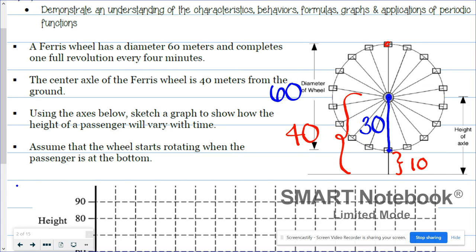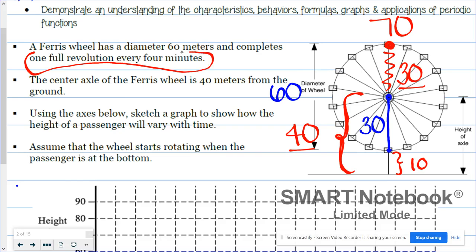At its highest point, remember the distance from the center axle to the ground is 40, and then the radius is 30. So at its highest point, the passenger is 40 plus 30 meters above the ground, so 70 meters above the ground. And they reached that highest point. They said one full revolution every 4 minutes. So if that's halfway around, so they get on, they go on, so halfway around would be the 2-minute mark. So at the 2-minute mark, they've reached their maximum height of 70 meters.